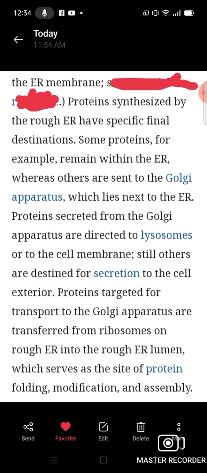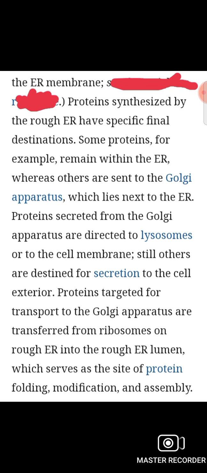Golgi apparatus are the cellular organelles which process or modify the proteins after their formation. So once the proteins are formed in the rough endoplasmic reticulum, they are sent to the Golgi apparatus, which lies next to the endoplasmic reticulum, where further modification of the proteins is done. Proteins secreted from the Golgi apparatus are directed to the lysosomes or to the cell membrane. Lysosomes are the membrane-bounded cellular organelles which contain the digestive enzymes.